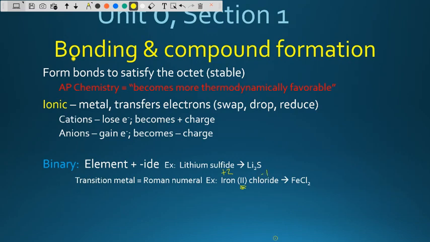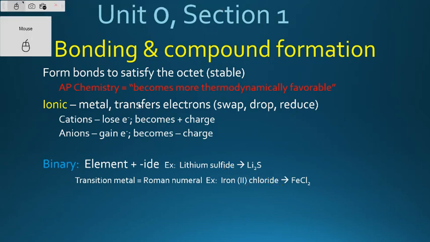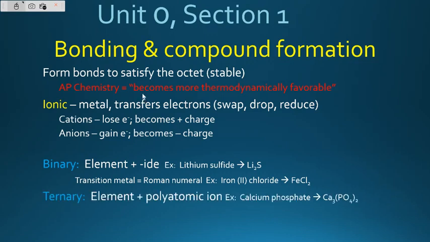Chlorine is in column 17, meaning that it'll only need to take in one electron. So we're going to take the 2 here, the 1 here, and that's how I get FeCl2. Okay, so just watch out for your Roman numerals along the way. They mean the charge. Now, the next thing that we need to take a look at are ternary ionic compounds.